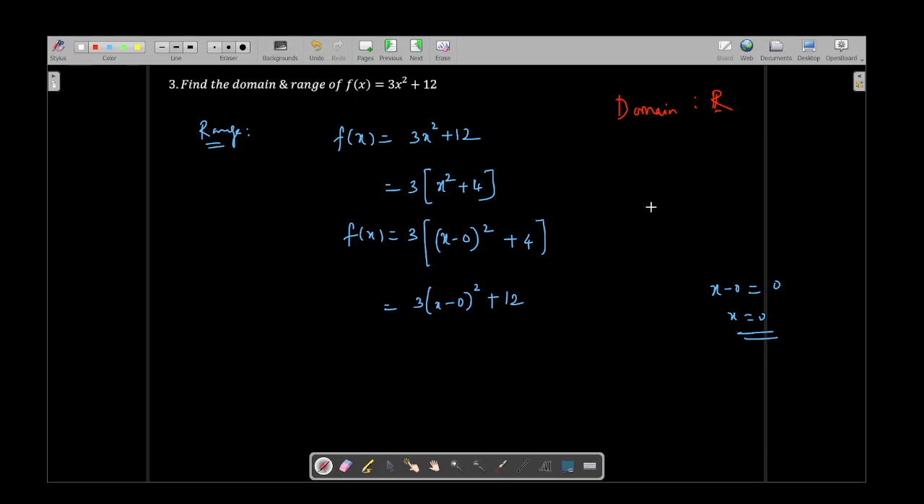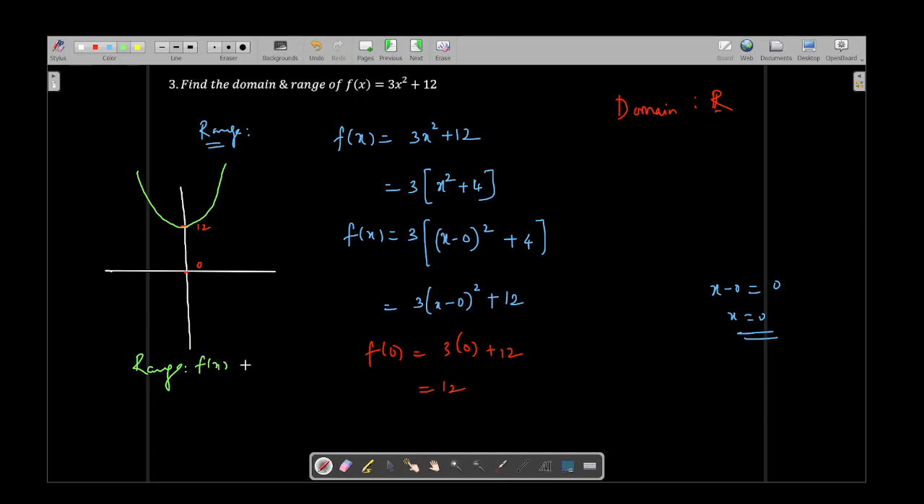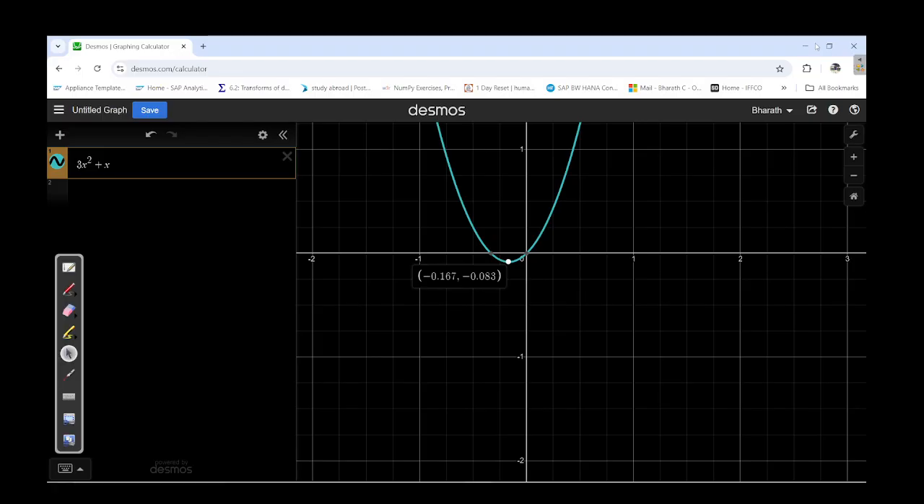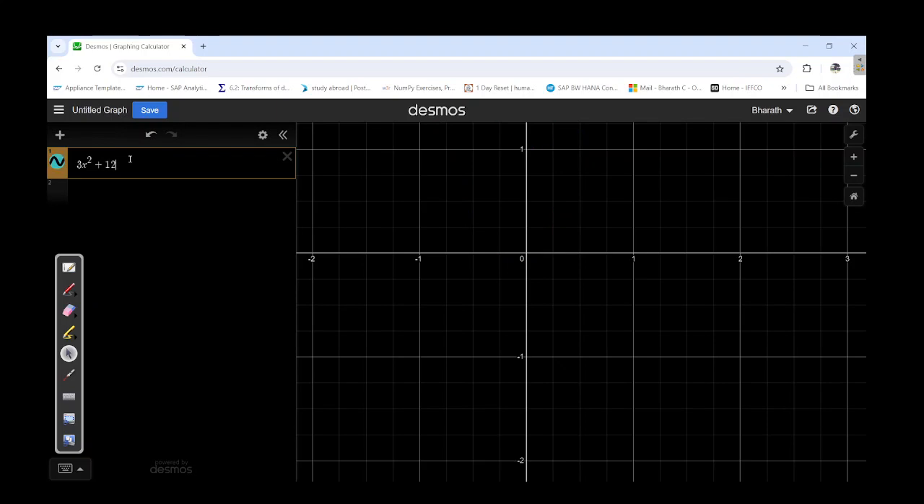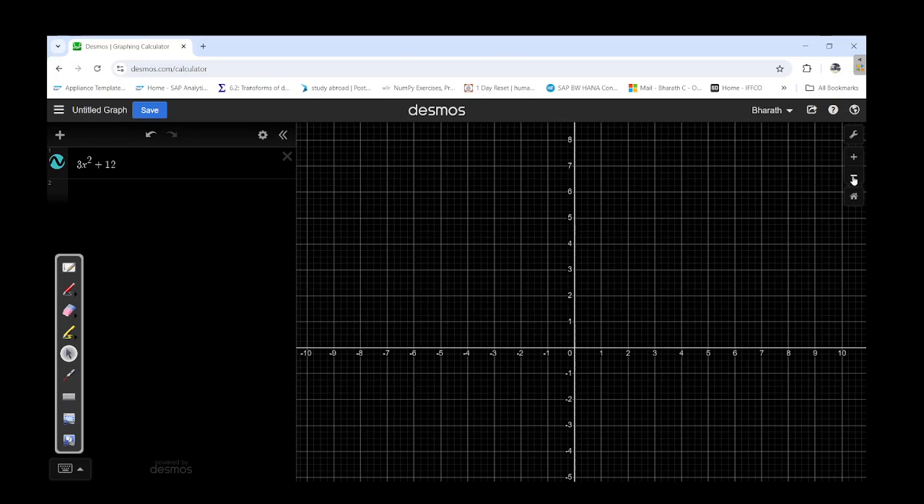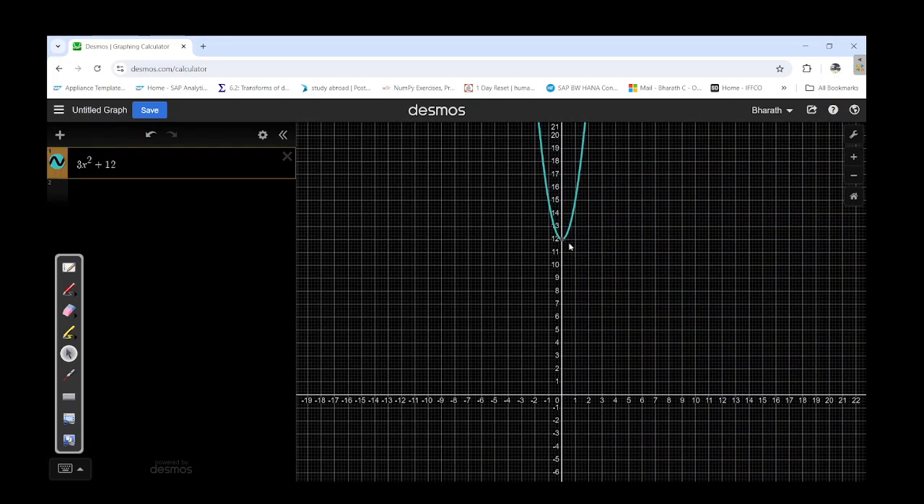So if I plot, my vertex point is this 0, and if you put f(0), you'll get 3 times 0 plus 12, which is 12. So somewhere here I'll take 12, and I claim the curve looks up like this. So the range will be f(x) ≥ 12, or you can take from 12 to infinity. Let us verify. The function is 3x² + 12. It's gone up. And see, this is going from 12 to infinity. So that is the range of the function.